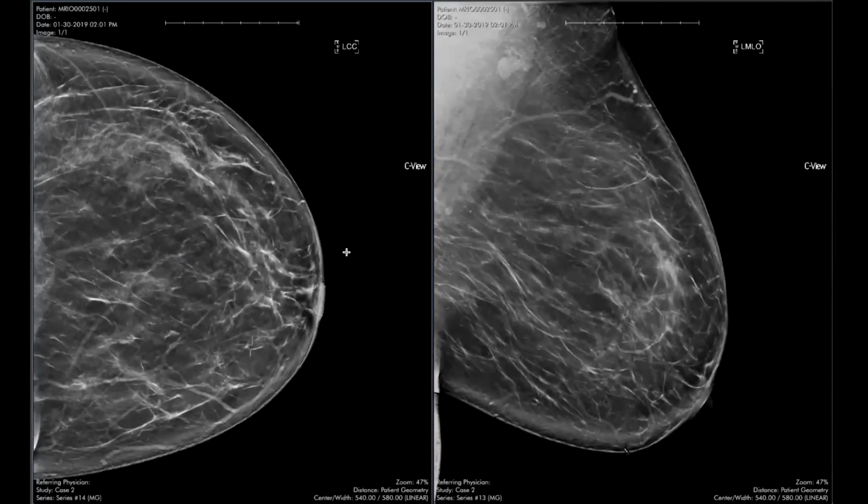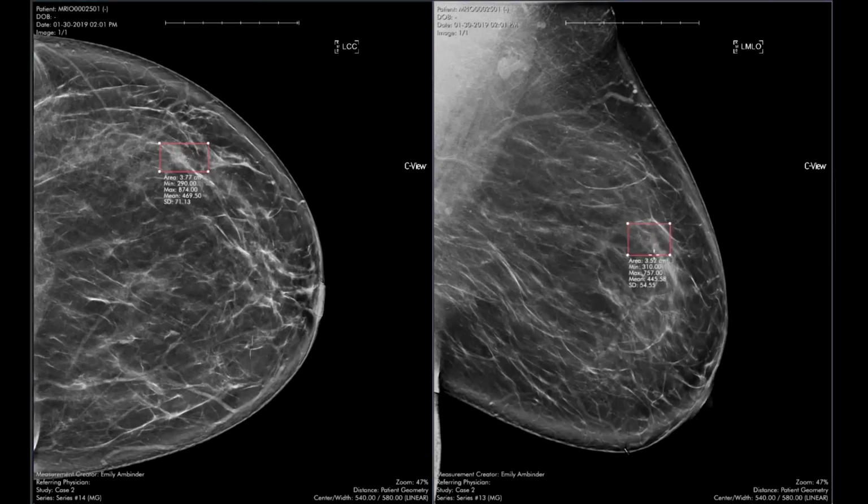Okay, this is another case of a baseline screening mammogram. This is in the patient's left breast. There were calcifications that were noted in the upper outer quadrant. This was given a BI-RADS 0 so we could do additional views to determine the morphology of this finding.